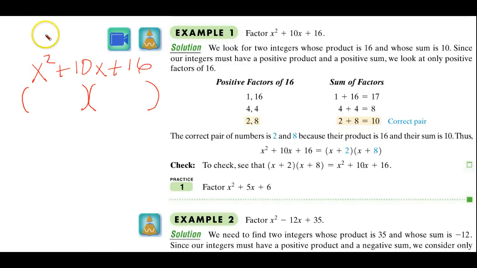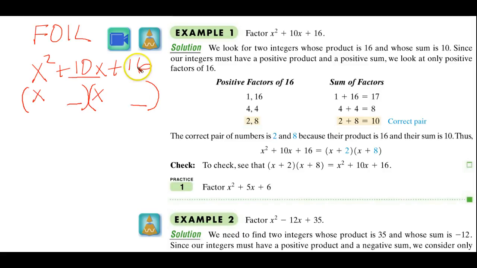Then you look at your first term, because what we're going to do is undo the FOIL. Now, to get this first term, we had to multiply something here and something here and get x squared. Well, that's obvious, going to be an x and an x. Now we're going to fiddle with the rest of it. We know we had to multiply this term by this term to get our last term. And then when we did the outers and the inners, it had to add up to what we have for a middle term.